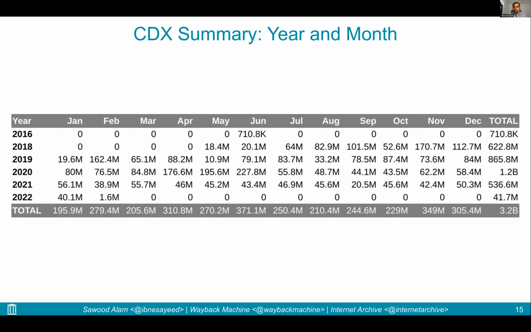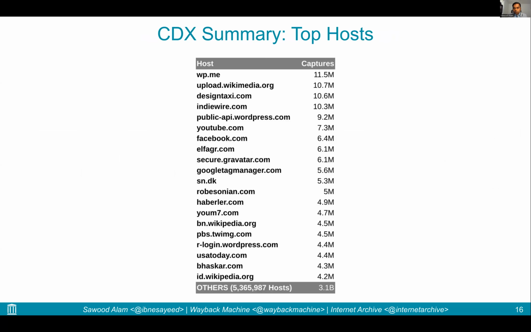Then we have a temporal distribution of these captures. In this case, the particular collection started in June 2016, and then it stopped. There was no activity in 2017. Then it resumed in May 2018, and since then it has been archiving regularly every month.